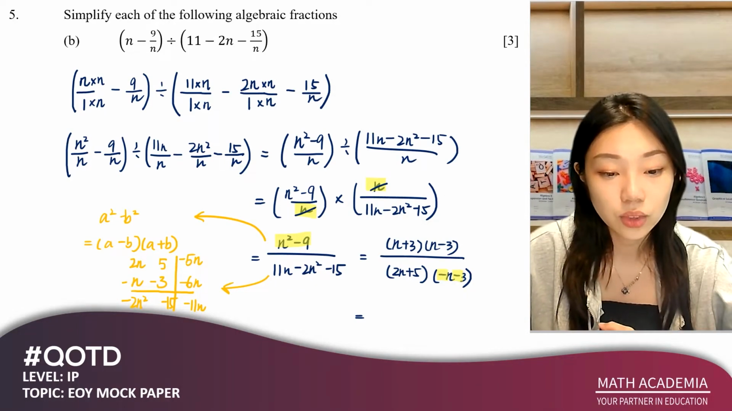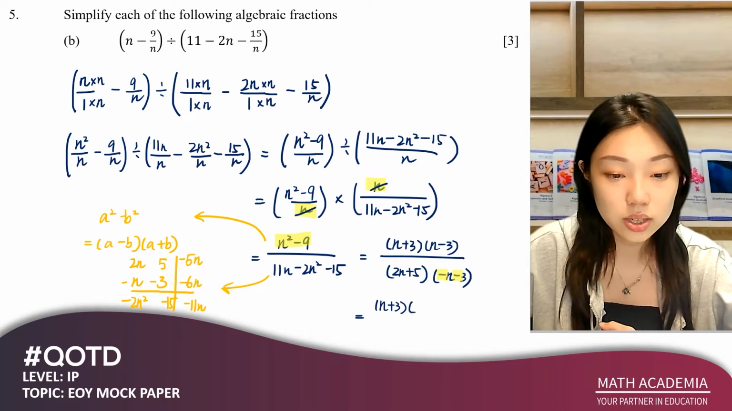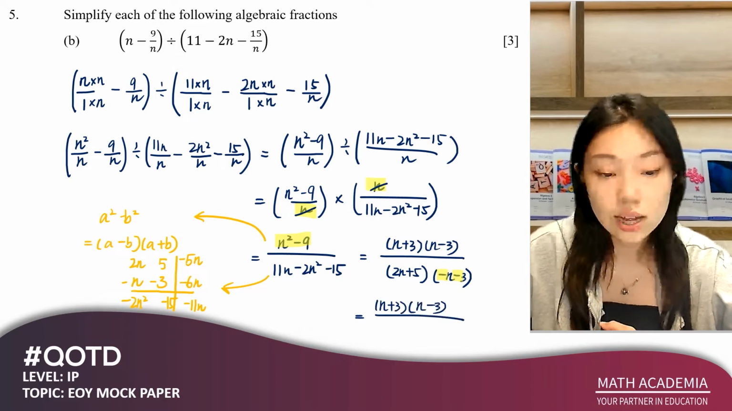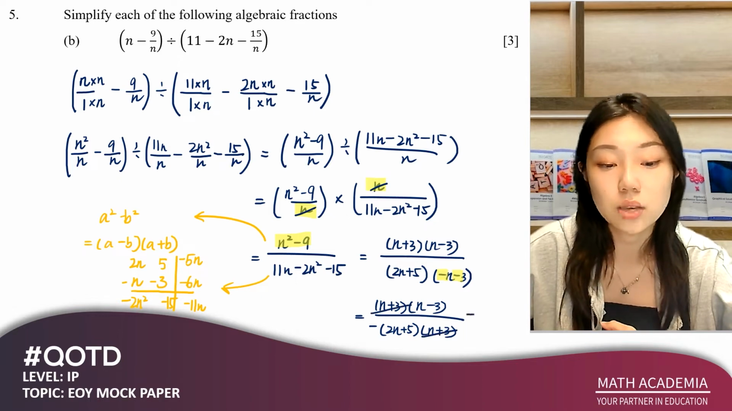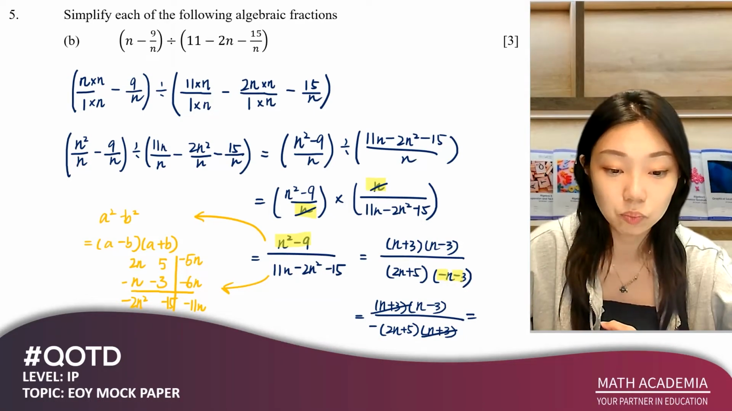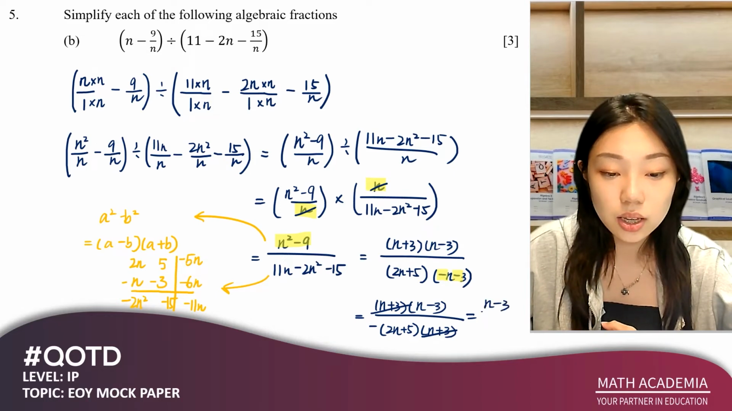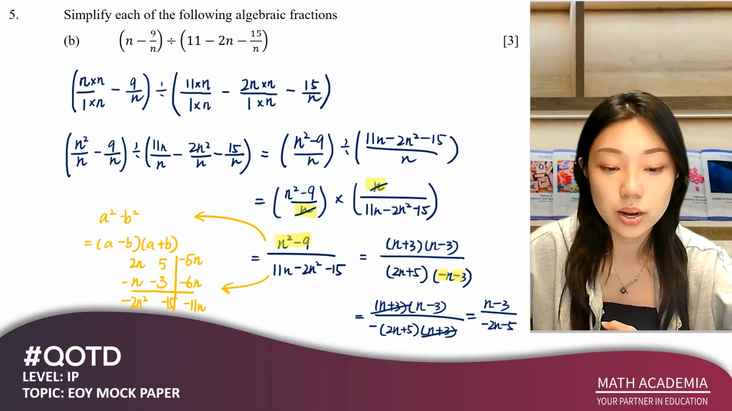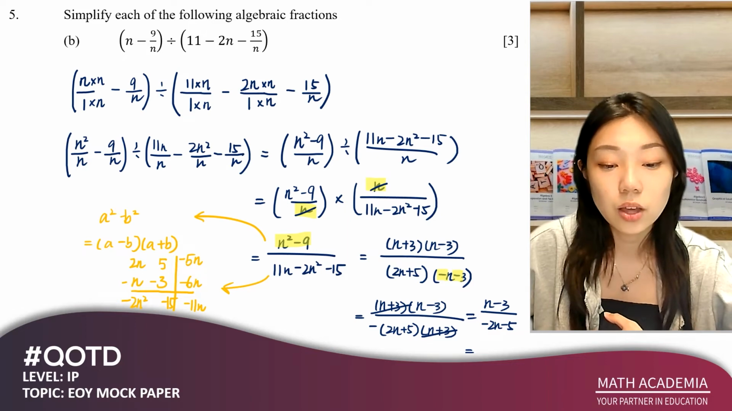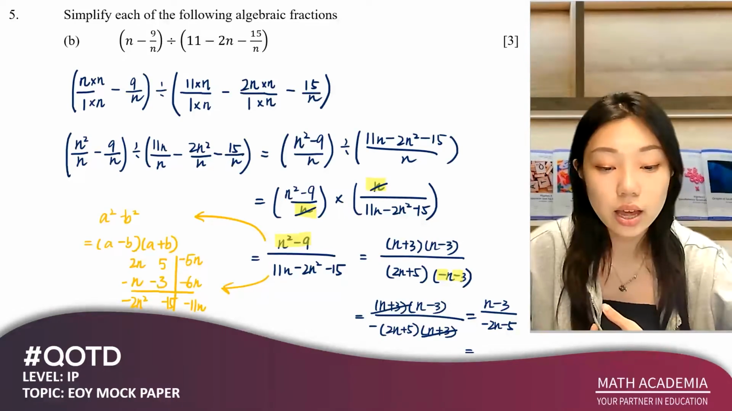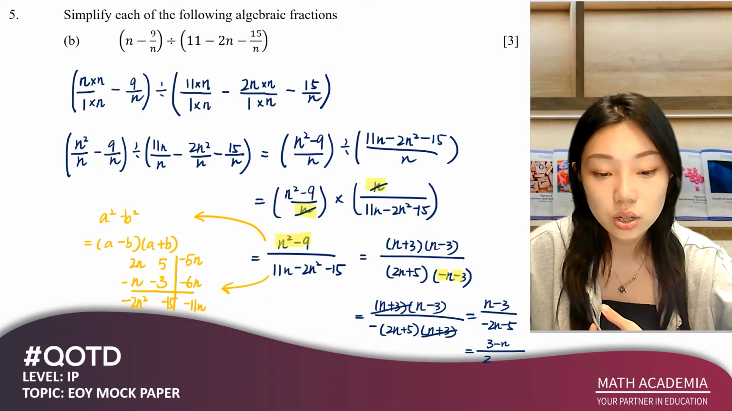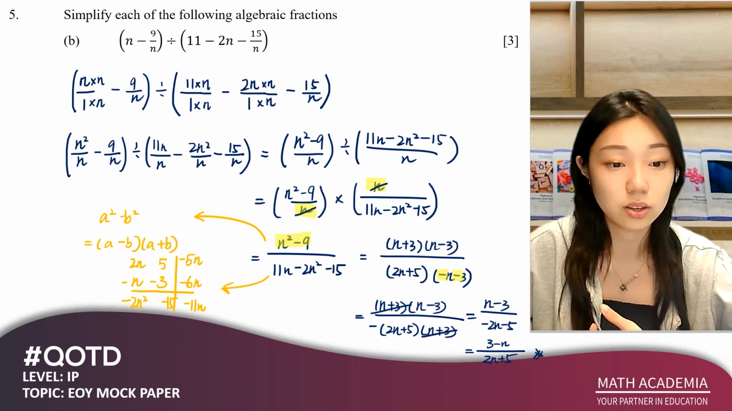Okay, so I have n plus 3 multiplied by n minus 3 over negative 2n plus 5 multiplied by n plus 3. So with this, I can safely cancel out n plus 3, and that leaves me with my final answer, n minus 3 over negative 2n minus 5. Okay, if I want to express this cleaner, I can factorize the negative sign in both the denominator and numerator, and that would leave me 3 minus n over 2n plus 5, which is my final answer.